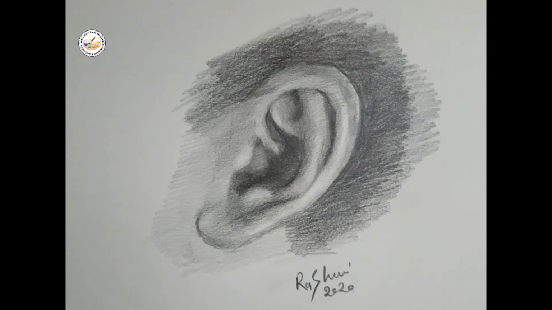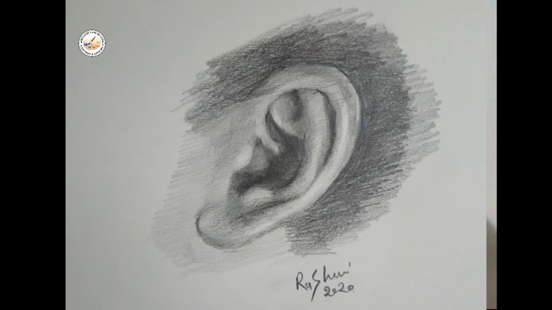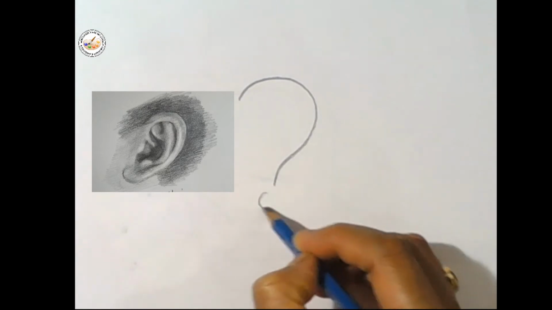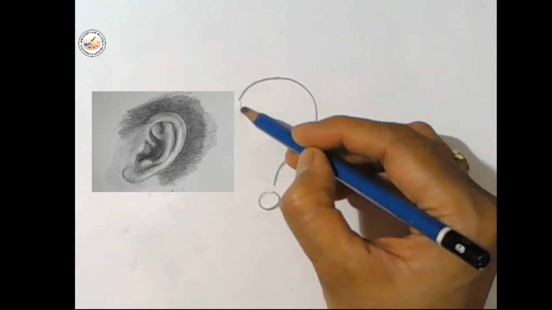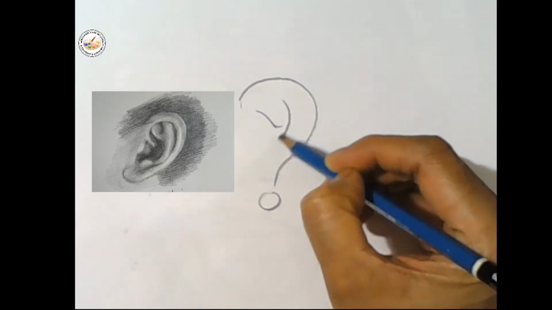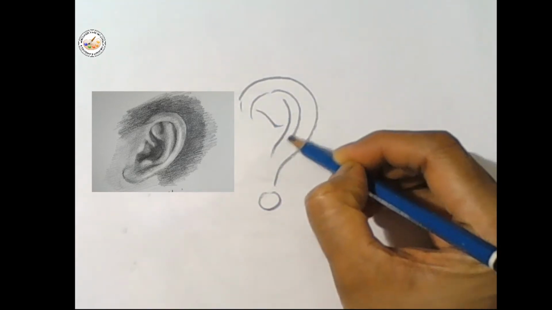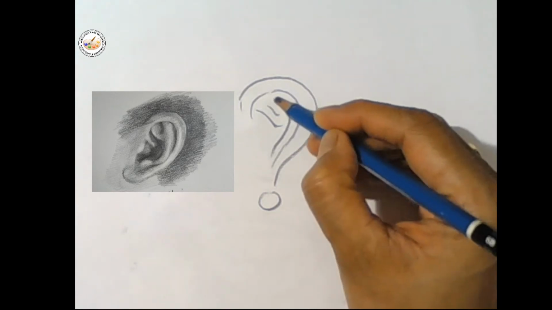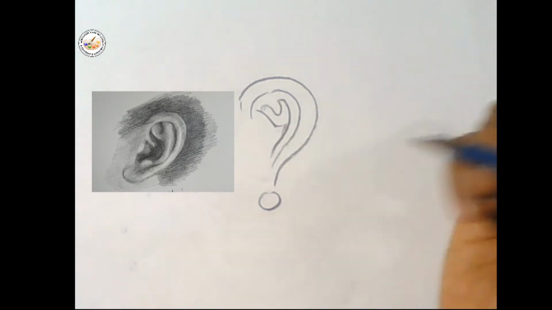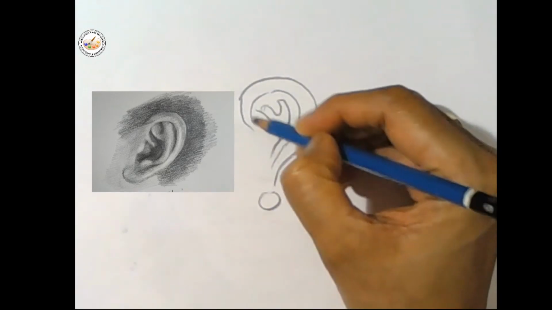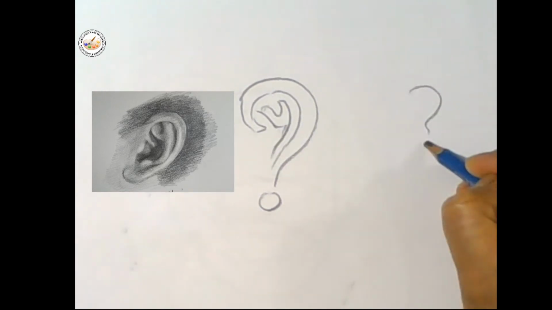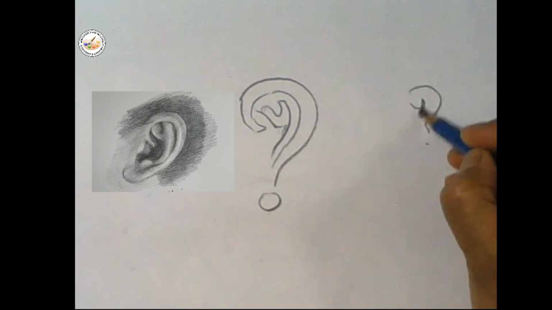And if you see the wiggly shape of the ear, it looks quite complex. So let's simplify it and understand the structure of the ear. You know the question mark and you know the Y. That's how our ear is. So you have to remember Y and question mark.